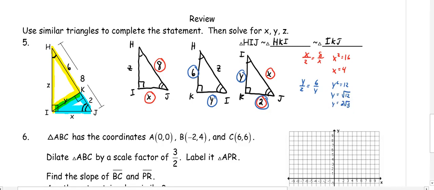And then the last one for z, z is in the first two triangles, so we would have z over 6 equals 8 over z, so we get z squared equals 48. So we take the square root of both sides, so z equals the square root of 48, which is 4 root 3.